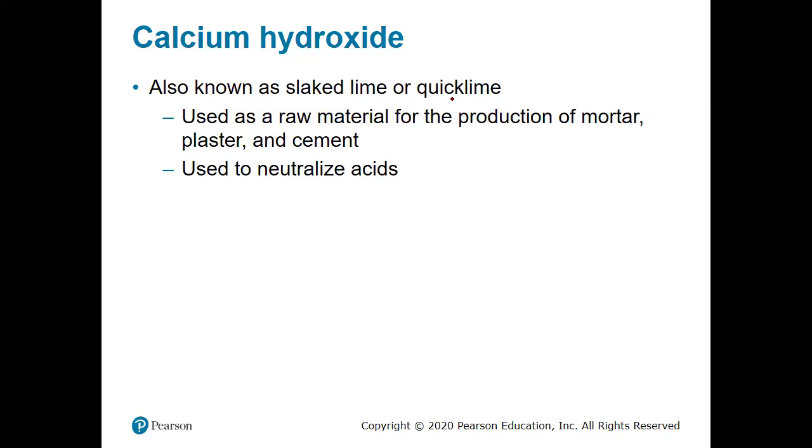Calcium hydroxide, chemical formula Ca(OH)2. This is also known as slaked lime or quicklime. We see this used in a number of different applications. Probably the most common is as a building material. This is used in the production of common materials like mortar, plaster, and cement. We also see calcium hydroxide used as a neutralizing agent for acids.